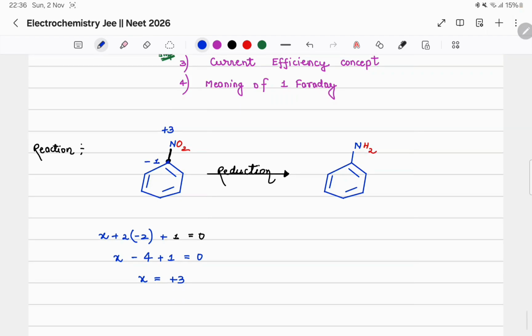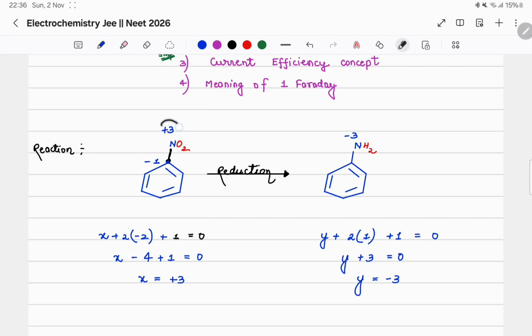Now for this part, let's assume the oxidation state of nitrogen is Y. So Y plus hydrogen: nitrogen is more electronegative, so hydrogen will get positive, and there are 2 hydrogens, so 2 into 1. Again check, nitrogen and carbon, who is more electronegative? Nitrogen. So this nitrogen will have some negative charge but this carbon will have positive charge, and with 1 bond, +1. There is no net charge on the molecule. So Y plus 3 equals 0, so Y I got -3. So our work has been done.